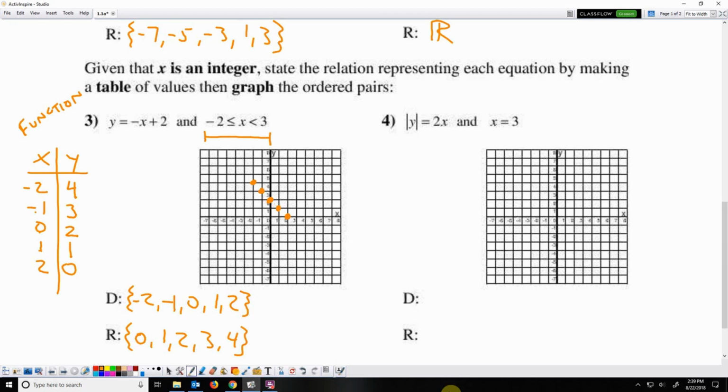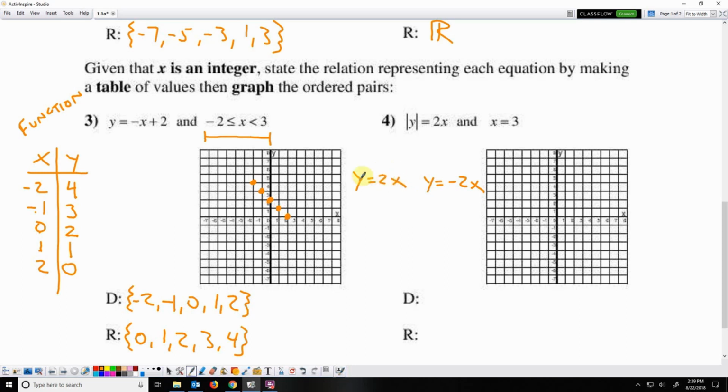Then number 4, absolute value of y equals 2x. You may have seen this before, maybe in Algebra 2, and I'll remind you that this gives 2 cases, and I'll write the 2 cases and then talk about why. So the first case is y equals 2x. The second case is y equals the opposite of 2x. And here's why that is.